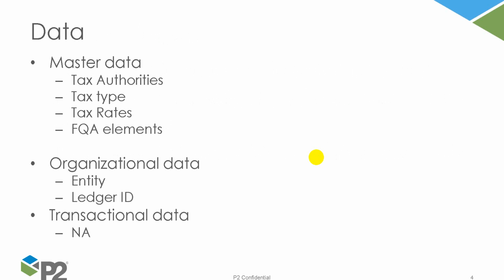As for the data involved, we need to know the tax authorities, the tax types, tax rates, and the FQA elements that are going to be affected. So for example, if we start to track VAT tax, where is that VAT going to be coded? So to what elements of the FQA, we need to know those elements. As for organizational data, we need to know the entity and the ledger ID. No transactional data is required for this process.